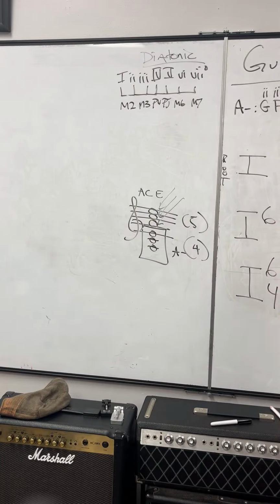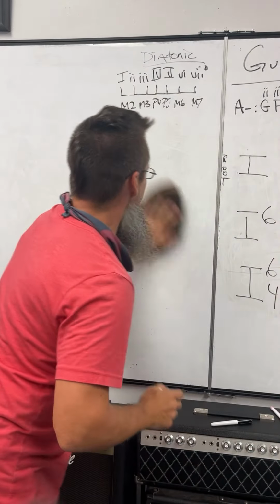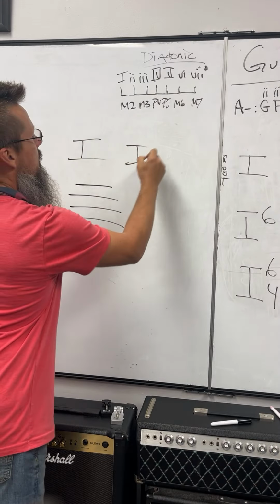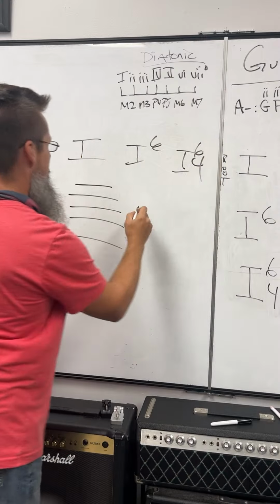So by seeing this, what we're simply doing when you're sight reading, here is what a first inversion looks like and a second inversion.